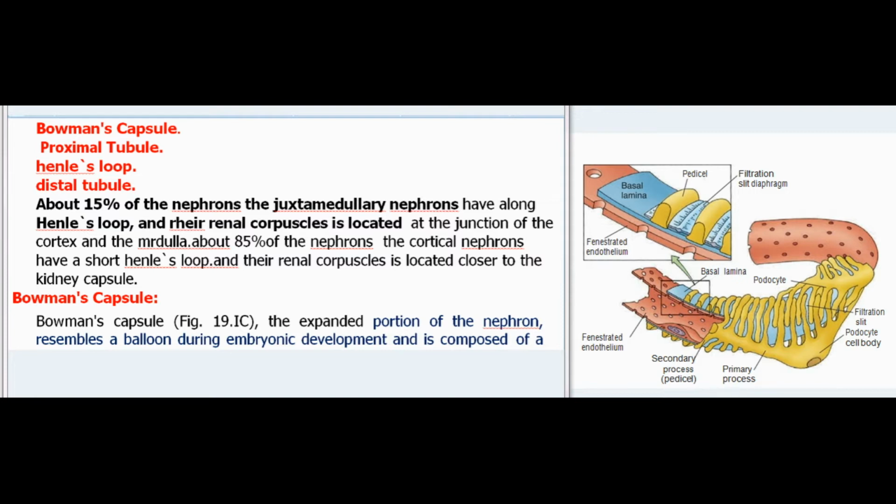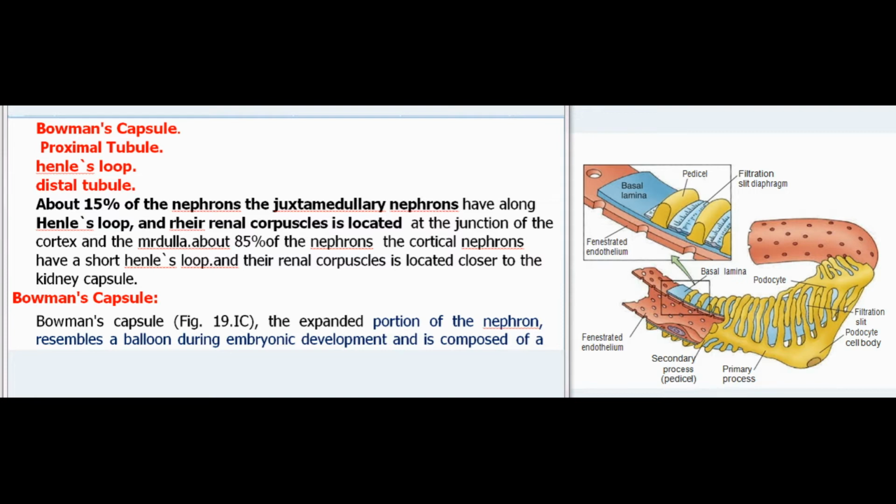About 15% of the nephrons, the juxtamedullary nephrons, have a long renal loop, and their renal corpuscle is located at the junction of the cortex and the medulla. About 85% of the nephrons, the cortical nephrons, have a short renal loop, and their renal corpuscle is located closer to the kidney capsule.